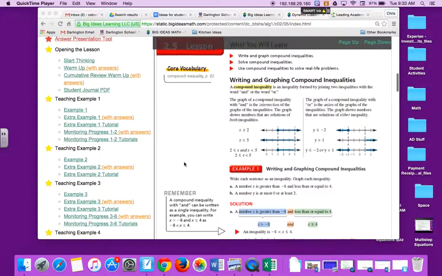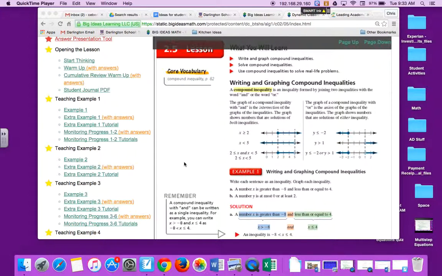Alright, so this next section is going to be about compound inequalities. The only real difference between compound inequalities and other single-step, two-step, or multi-step inequalities is that you're going to be solving technically two inequalities at once. So look at this little picture here.